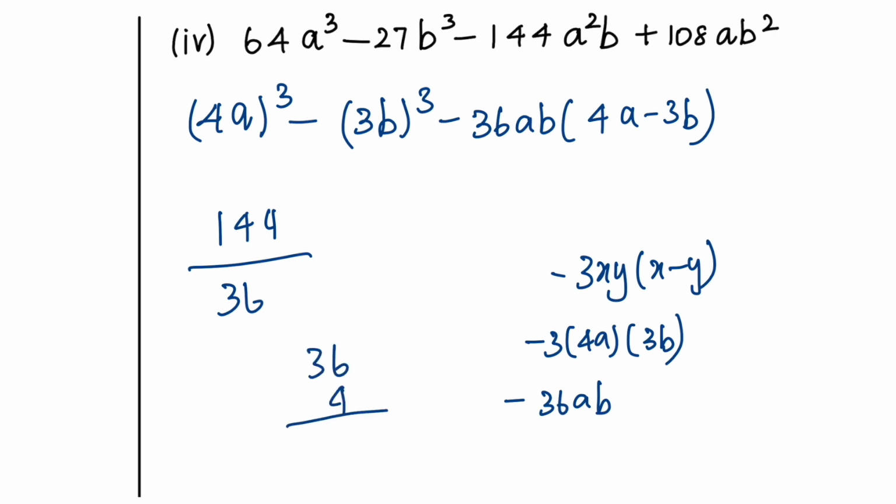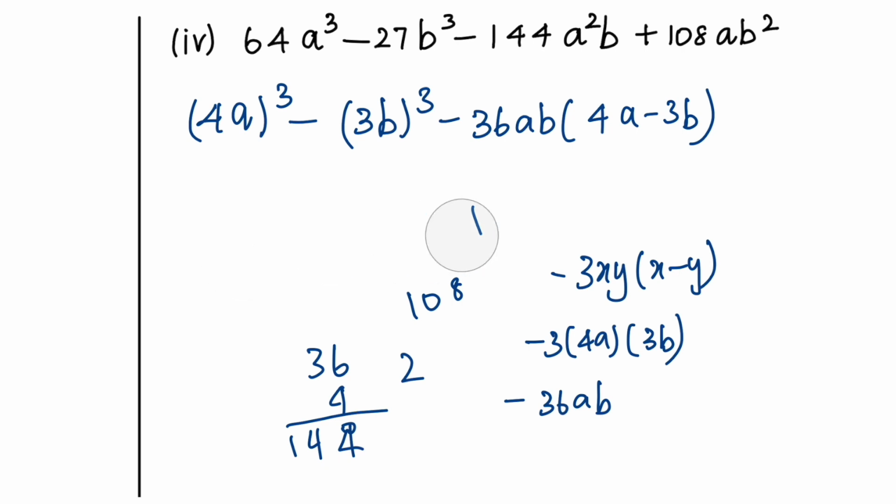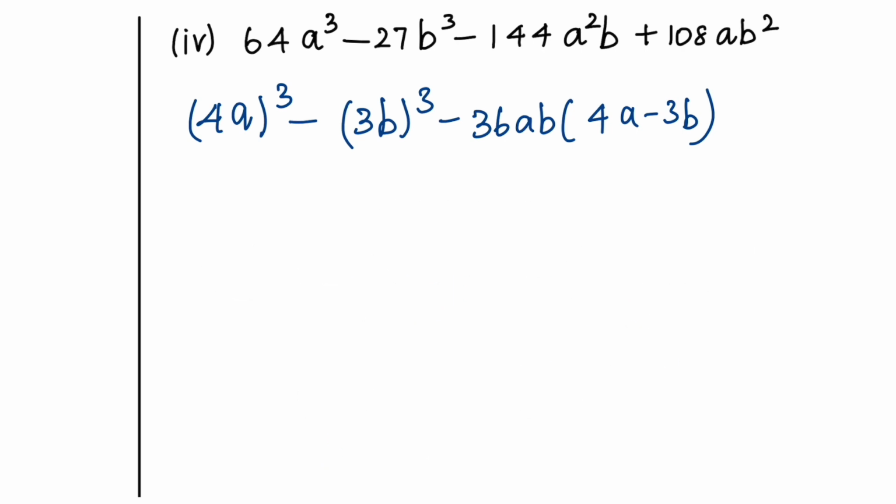36 times 4, 6 times 4 is 24, remaining 2, so 4 times 3 is 12, 144, so that comes out to be 144, it's right. And 36 times 3, because 36 is what we have taken out and we are left with 3, right? So 36 times 3, 6 times 3 is 18 and 3 times 3 is 9, so 108. Okay, so that comes out to be right as well. So this is of the form x cube minus y cube minus 3xy into x minus y.